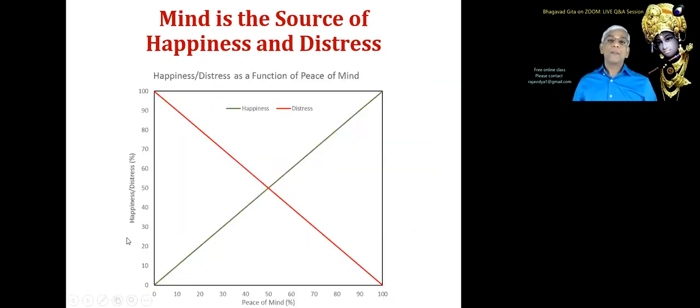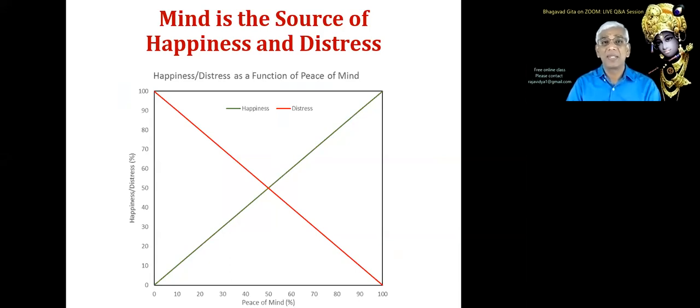Here, the mind is the source of happiness and distress. This graph is just a pictorial view to understand what happens. If the peace of mind increases, the happiness increases. If the peace of mind decreases, the distress increases. In other words, if the peace of mind increases, distress decreases and happiness increases. Our happiness depends only upon our mindset, our peace of mind. That is the one thing we need to achieve in our life, nothing else.